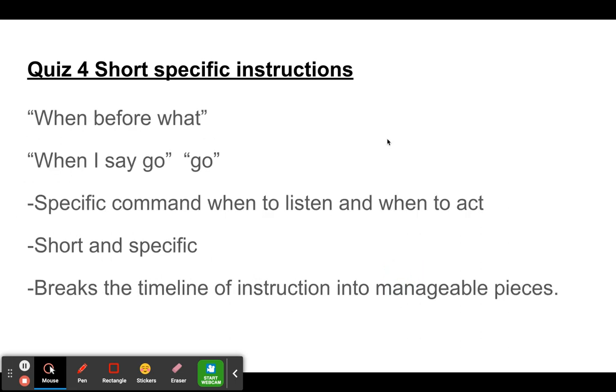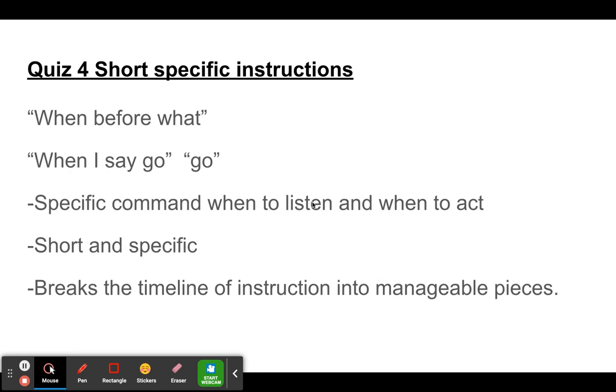If you go back and watch the videos again from Dr. Pangrazi, you'll notice that when he speaks and gives commands, both Dr. Pangrazi and Mrs. Pangrazi, I should say, always use what he calls "when before what." When before what means that the instruction of when it's going to take place comes before the what, or the subject, or the task, or the objective. They express it by this phrase here: when I say go.